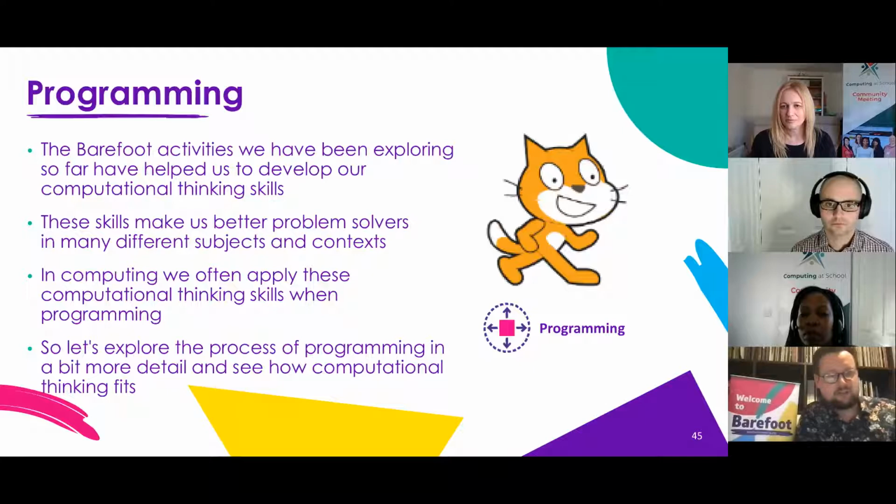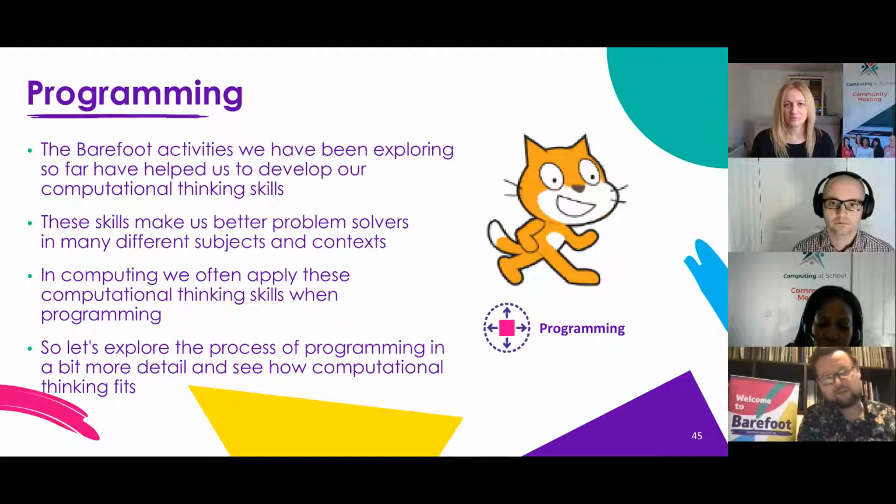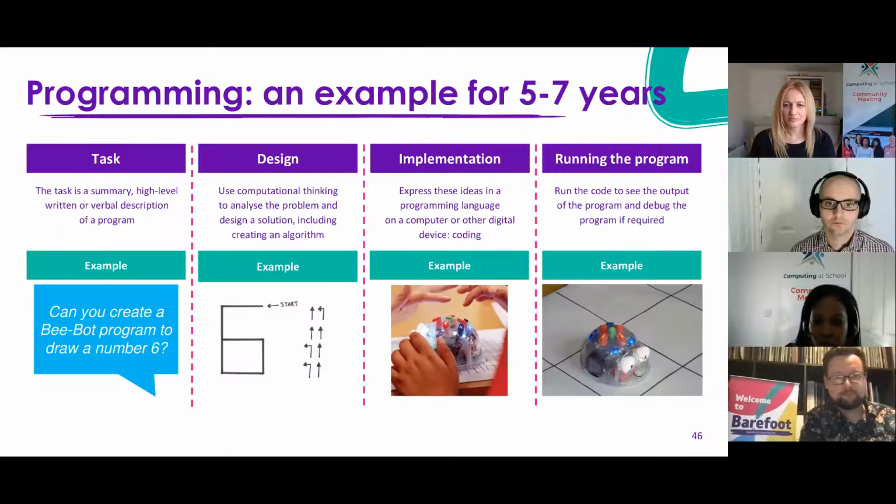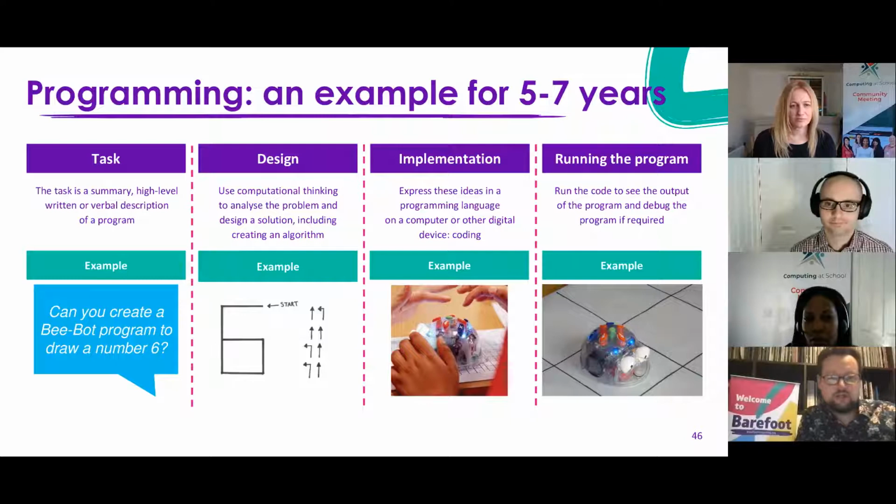So just to talk very briefly about our programming activities, these are all cross-curricular, so they link into other subjects. It might be creating patterns by learning about repetition in programming to link to art, or programming a Viking raid to link to history. And when we present our programming lessons, we have four stages to the process of programming.